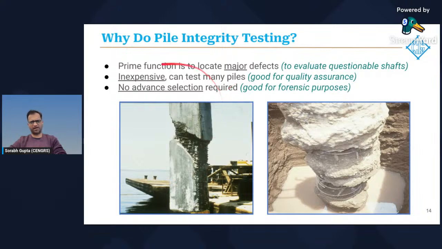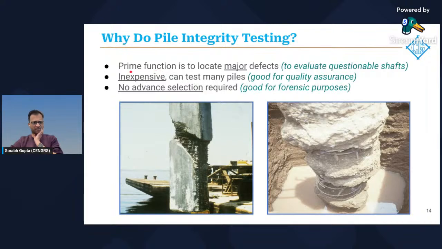Obviously, it's important to do pile integrity testing. You look at these piles, and this is very common. These piles are structurally incompetent and will never perform as per the design. And because piles are underground, you often don't know what's really happening inside the ground until you see the ramifications of failures in a structure itself.